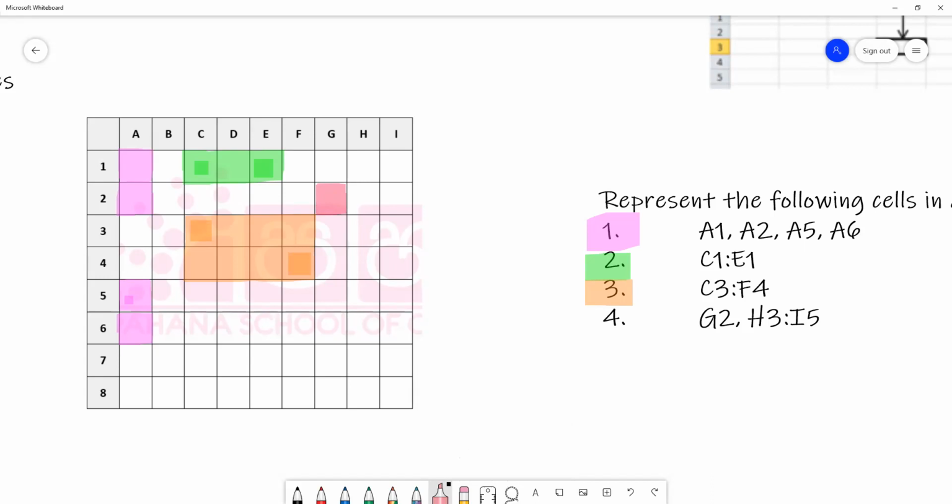And then H3 to I5. H3 to I5, right? Which means we have to take this whole range. So now I hope you know how to select the ranges.